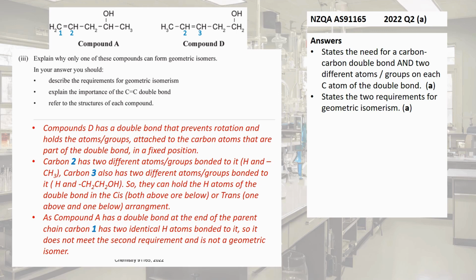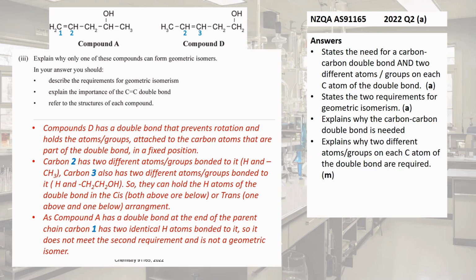You've stated the 2 requirements for geometric isomers. So you could, instead of doing both this, you could say generally what are the 2 requirements. That would be the way that I see it here. Did you explain why the carbon-carbon bond is needed? That's another achieved point. It was needed to hold it in fixed position.